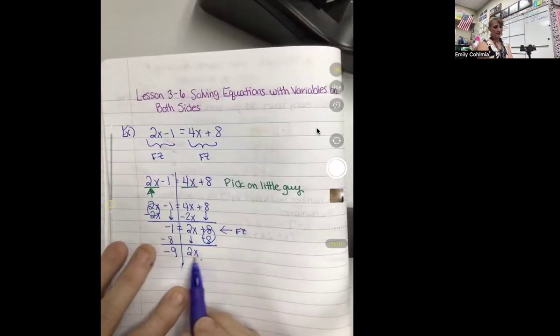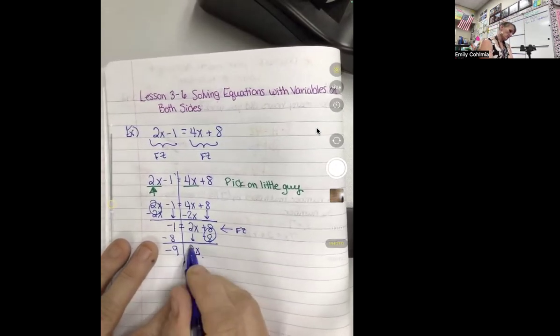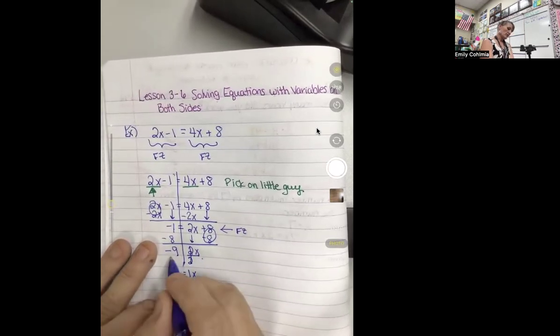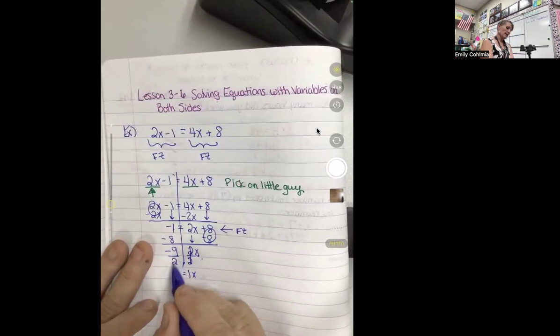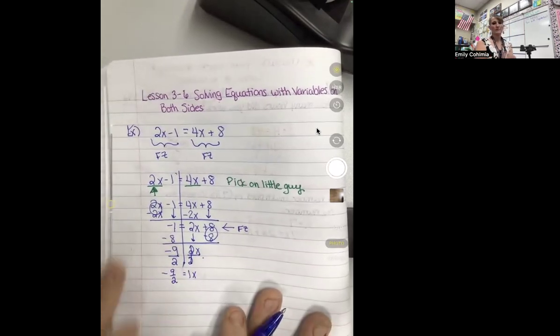And now we have our best friend. We're going to get rid of our best friend. Remember, these are multiplied, so we're going to undo multiplication with division. So we're going to divide by 2. There's our big 1. 1x is what we're looking for. Whatever I do to one side, I have to do to the other side. And negative 9 over 2 is simplified.